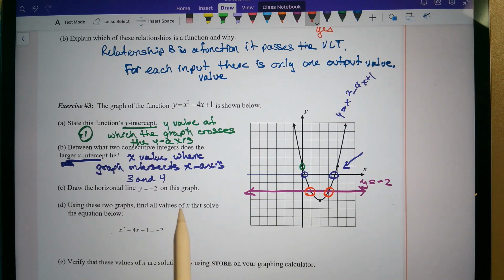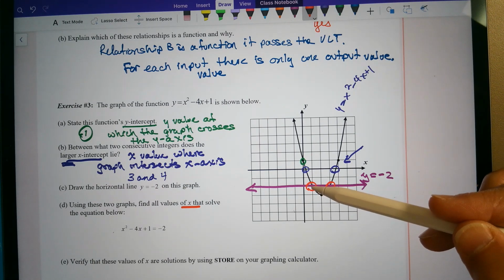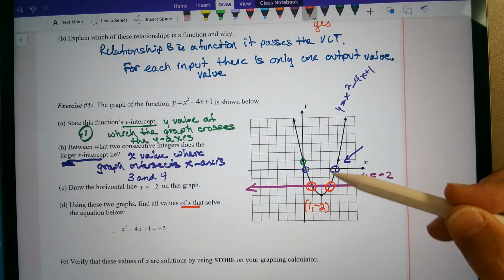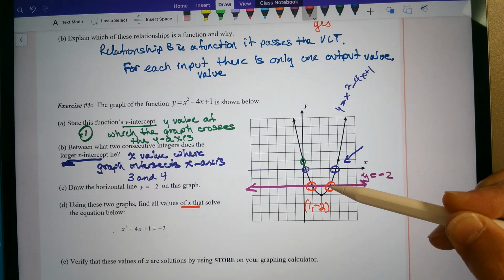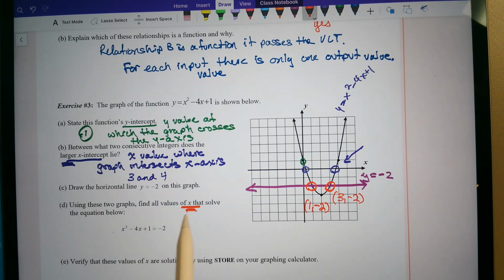We want to find the x values that solve this. Well, what are the x values of each of these 2 points? The first one here is 1, -2. And the other point of intersection is 3, -2. We want the x values, 1 and 3.